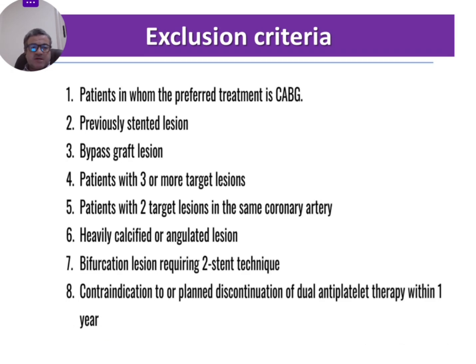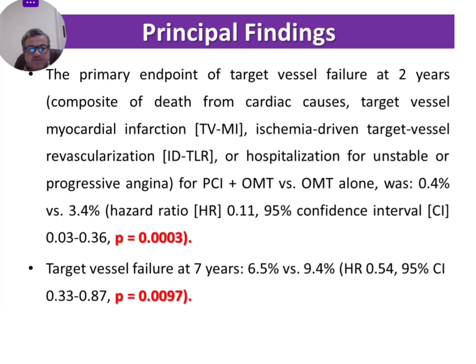Exclusion criteria: patients in whom the preferred treatment is CABG, previously stented lesions, bypass graft lesions, patients with 3 or more target lesions, patients with 2 target lesions in the same coronary artery, heavily calcified or angulated lesions, bifurcation lesions requiring 2-stent techniques, and finally contraindication to or planned discontinuation of dual antiplatelet therapy within 1 year.